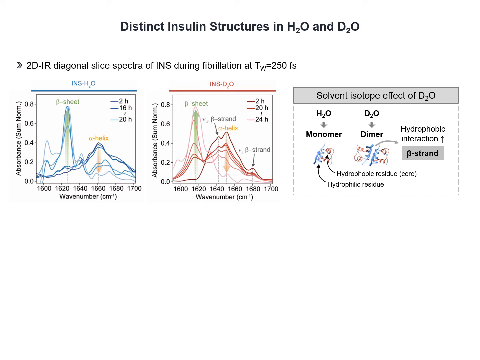These two additional peaks in heavy water can be assigned as a beta-strand peak that appears when insulin exists as a dimer. This result means that insulin exists mostly as a monomer in water and as a dimer in heavy water. With additional experiments using SOX, MD simulation, and DSC, we could explain that this structural difference is due to the solvent isotope effect of heavy water.